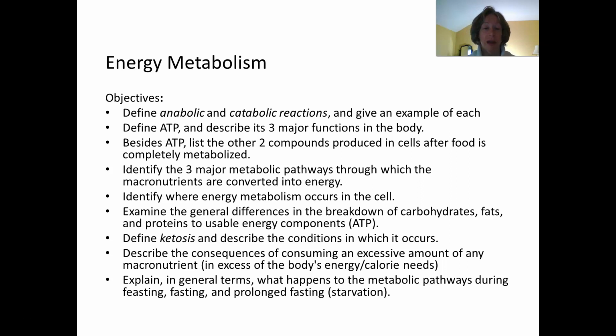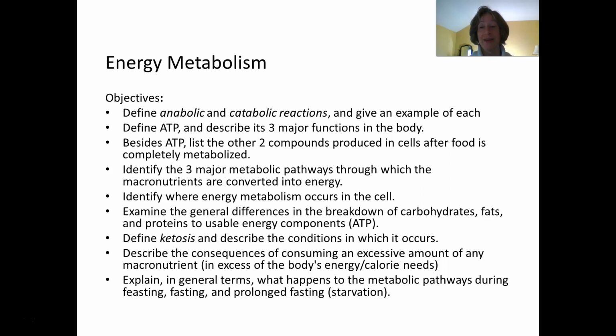All right. So examine the general differences in the breakdown of carbohydrates, fats, and proteins to usable energy components. I gave you a nice diagram that shows you how each of these, the glucose, the glycerol, and the fatty acids, and the amino acids, kind of enter these three pathways. So kind of just have that in your head. So define ketosis and describe conditions in which it occurs. We briefly talked about it under carbohydrates.